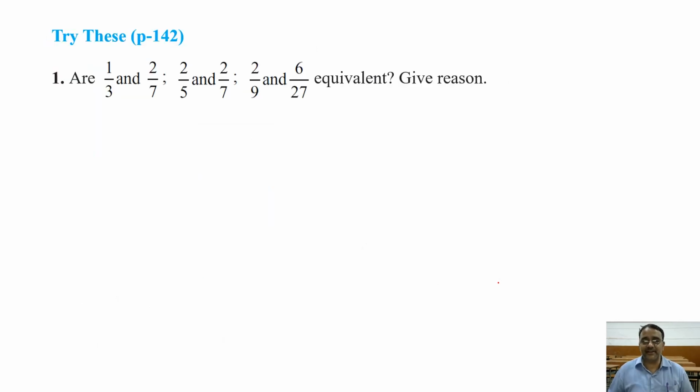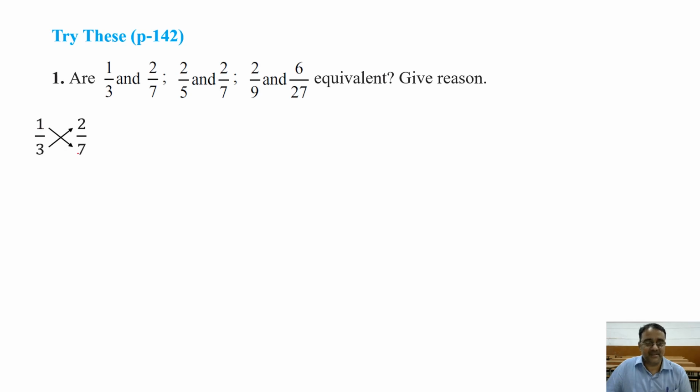Page number 142. Are 1 by 3 and 2 by 7, 2 by 5 and 2 by 7, 2 by 9 and 6 by 27 equivalent? Give reason. So there are 3 questions here. Let's do them one by one. 1 by 3 and 2 by 7. Okay. Which method will we use? Cross multiply. So first question. Cross multiply and check what we get.